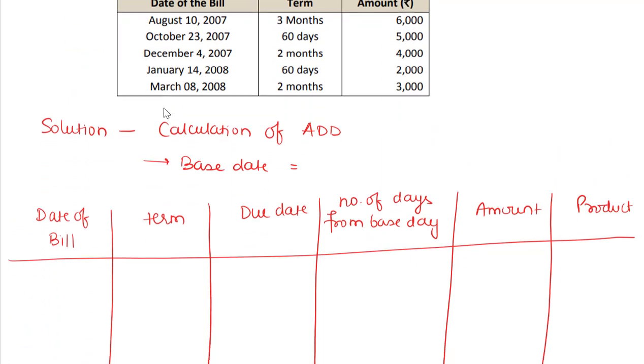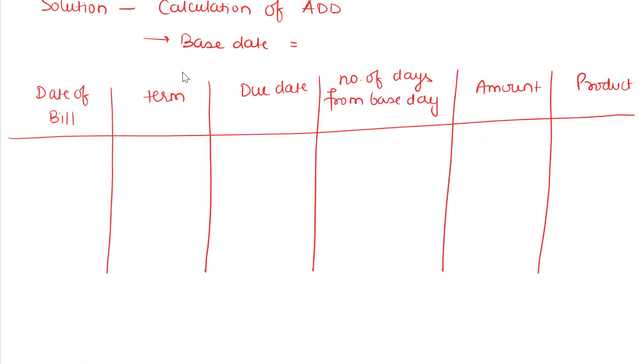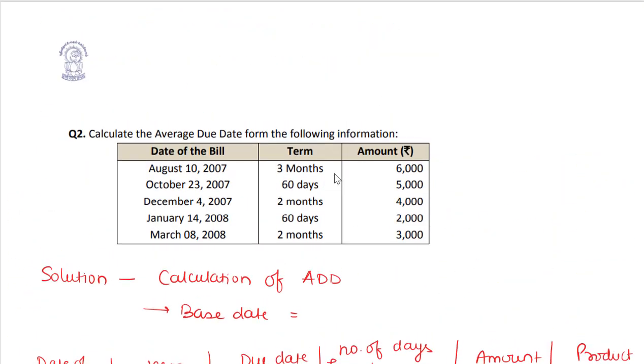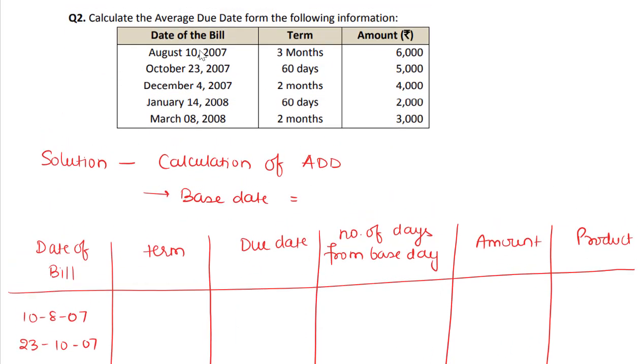Date of the bill 10th August 2007, 10th August 2007, 23rd October 2007, 4th December 2007, 14 January 2008, 8 March 2008. Term is given in the question: 3 months, 60 days, 2 months, 60 days, and 2 months. So calculate accordingly. If month is given, calculate month. If days is given, calculate days.